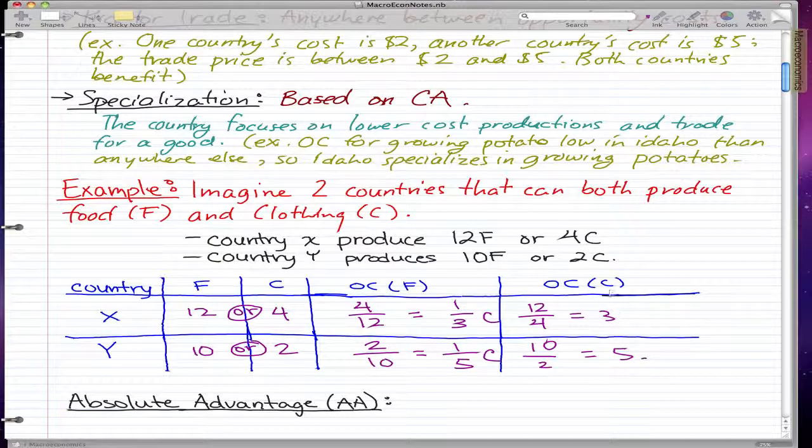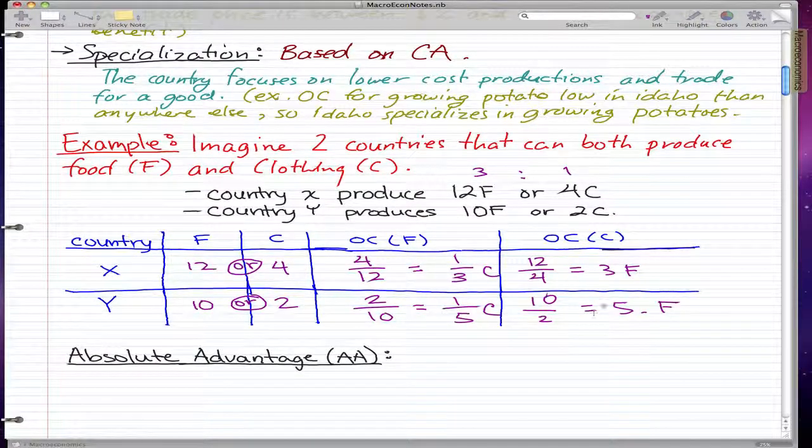So to get 1 more piece of clothing, we have to give up 3 food, and that makes sense because this is pretty much like a 1 to 3 ratio. To get 1 clothing, we give up 3 food, and that's pretty much how it goes. And same for Y, we have to give up 5 food to get 1 piece of clothing. So this would be a 1 to 5 ratio.